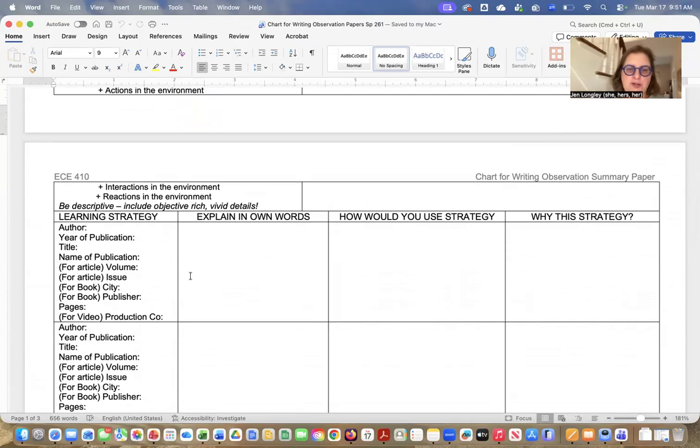And then the learning strategy. So what are 2 learning strategies you are going to use in your paper?